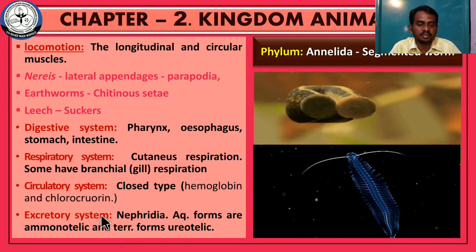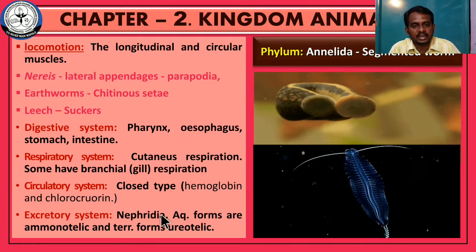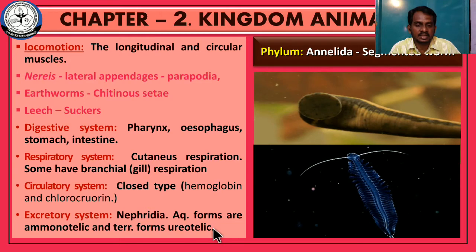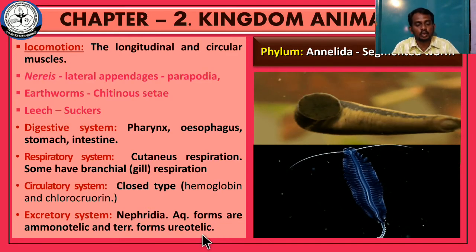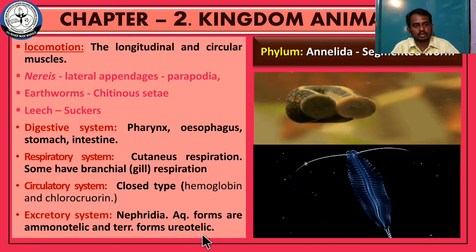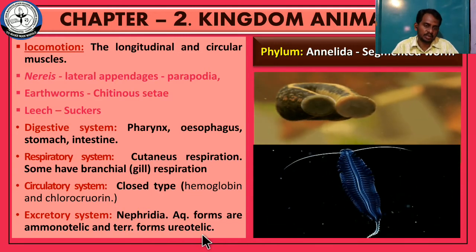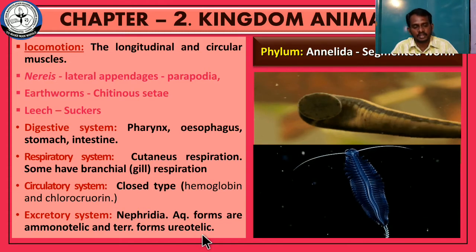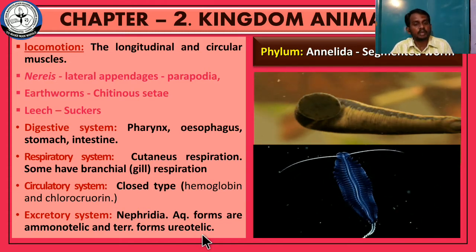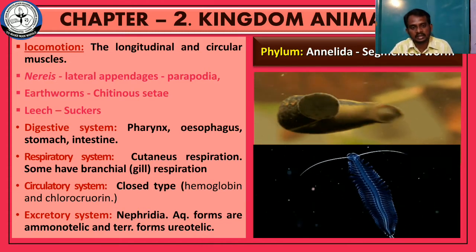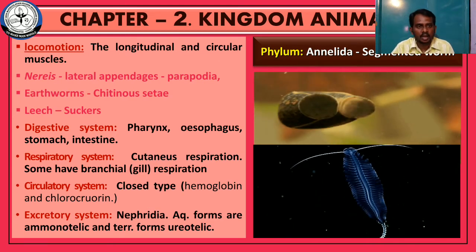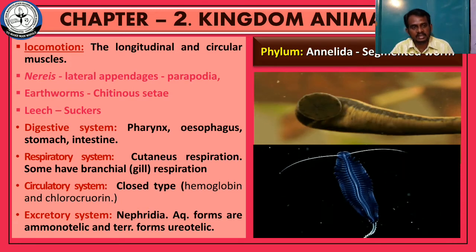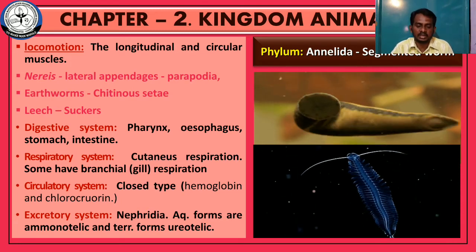And excretory system, nephridia. Aquatic animals excrete ammonia, they are ammonotelic, and terrestrial animals excrete urea, they are ureotelic. Ureotelic means animals that excrete urea as a waste product. Ammonotelic means animals that excrete ammonia as a waste product. Telic means to push out. Ammono means ammonia. That means animals which excrete or push out ammonia as a waste product.